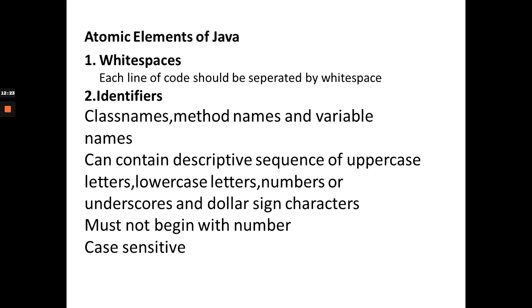Identifiers. There are some identifiers: class names, method names, and variable names. They can contain a descriptive sequence of uppercase letters, lowercase letters, numbers, underscore, and dollar sign characters. Those are the only valid special characters. Other special characters are invalid for them, and an identifier must not begin with a number, because else it will be considered as a constant number. And it is highly case sensitive. If a variable name is written in full capital, it is considered different, and if it is written in small letters, that variable will be considered different.